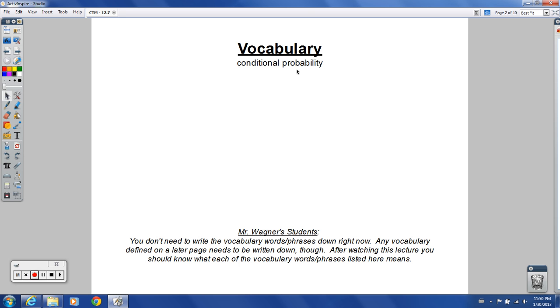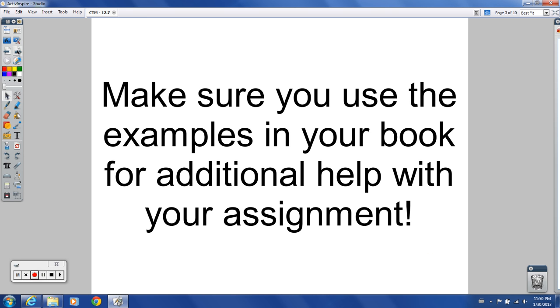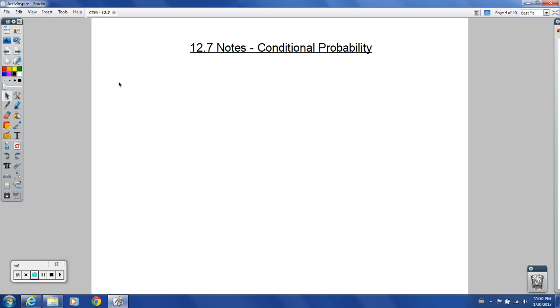In learning about conditional probability. That's why you're here. I know that's why you're here. So let's get right into it, and don't forget to check those extra examples in your book to help you out to learn a little bit better.